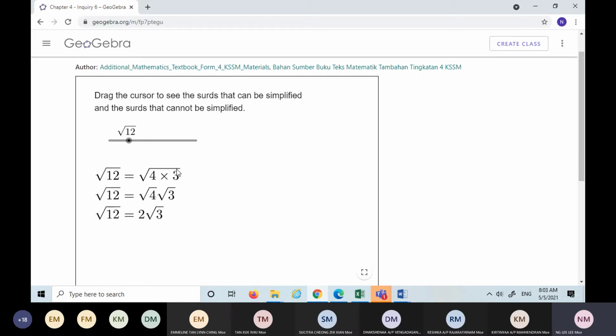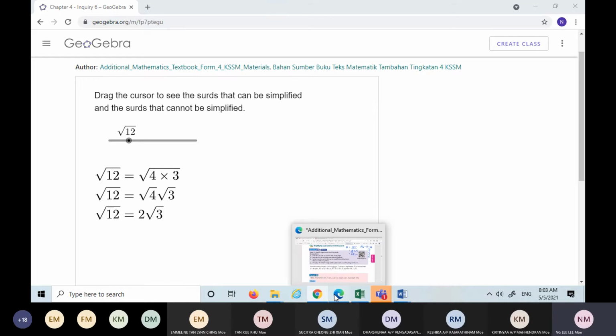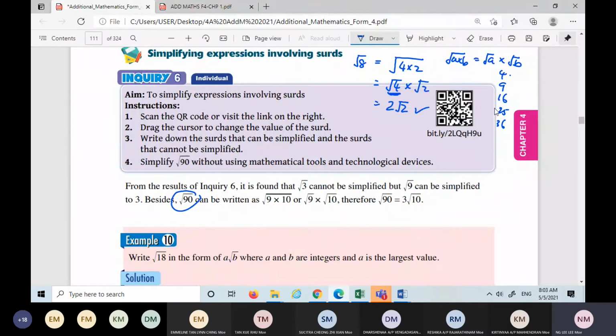Okay, we try the square root of 90. We'll come back to the textbook. Square root of 90. Check the perfect square list. You know that 9 is a factor of 90, so you write the square root of 90 as 9 times 10. Then separate them out: square root of 9 times square root of 10. This part you can simplify, it becomes 3. Therefore, your answer is 3 square root of 10.